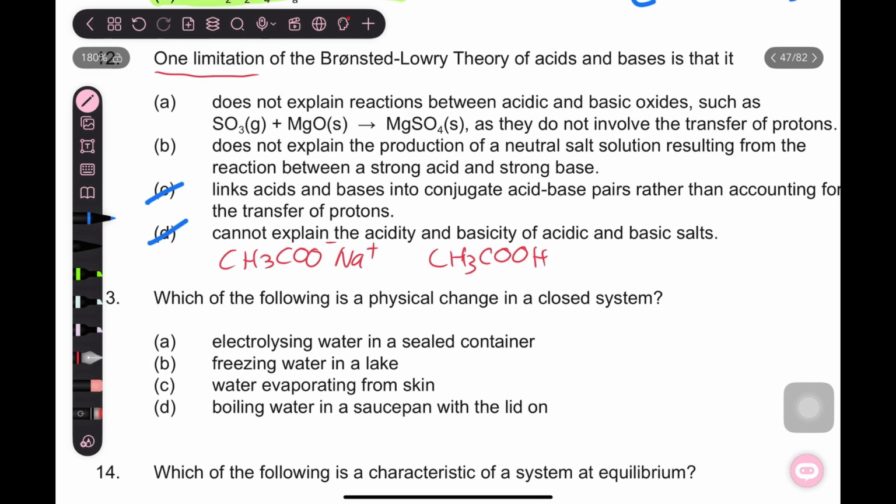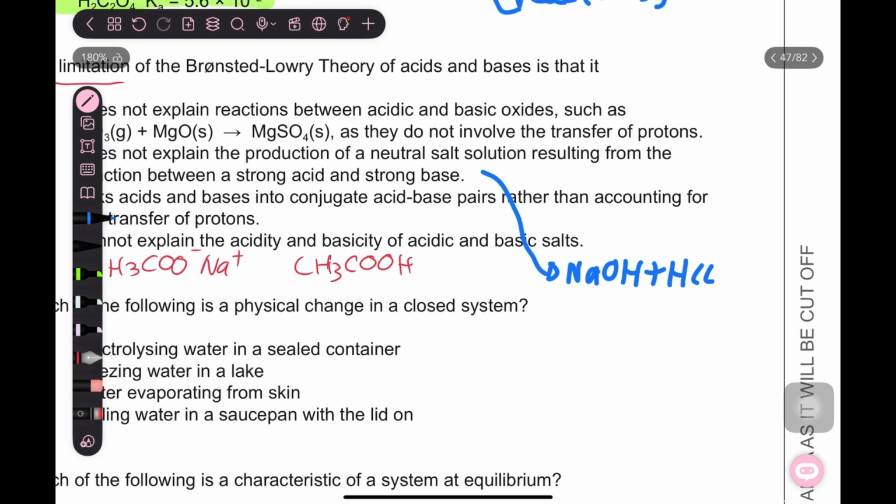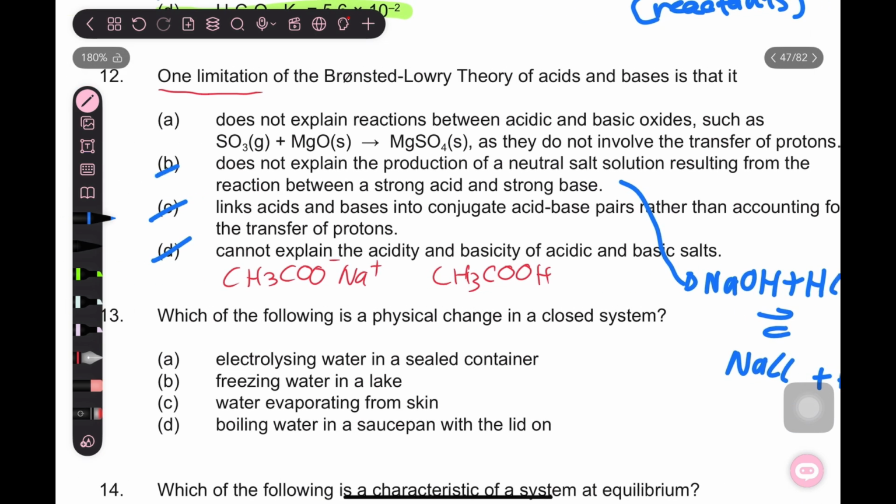Does it explain the production of a neutral salt solution resulting from the reaction between a strong acid and a strong base? Yes, this does. In many cases, for example, if we have a strong base, sodium hydroxide, plus hydrochloric acid, we know that that will form salt, which is neutral, and water. So yes, it does that. So a limitation that it does not is incorrect. Therefore, our answer must be A.